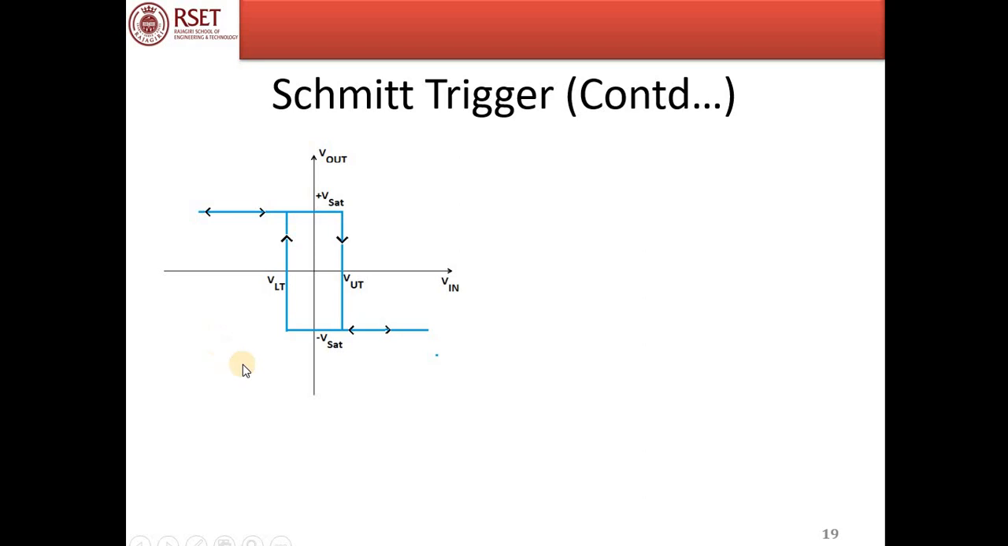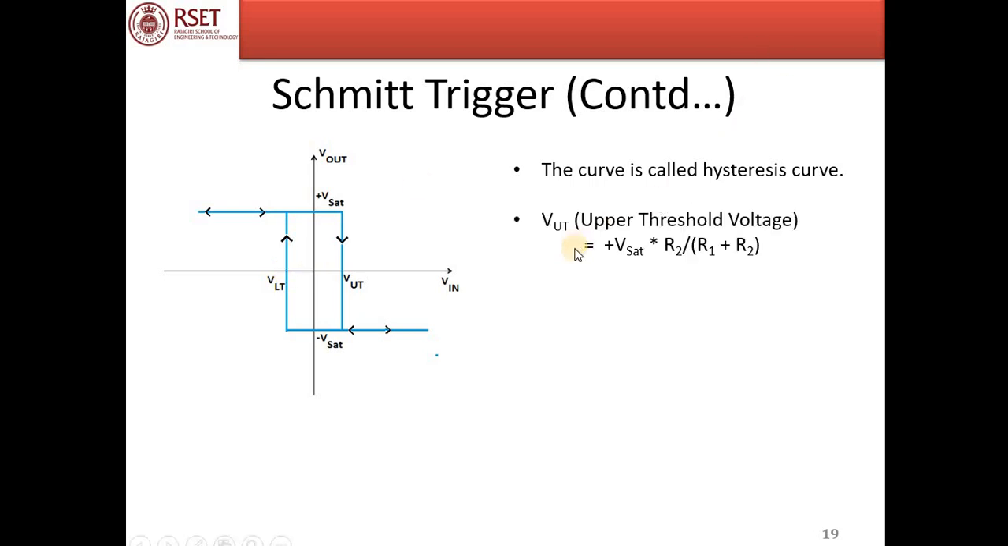Okay. So this is the transfer characteristic of a Schmitt trigger circuit that we have obtained. This is called a hysteresis curve. We can see two values marked, VUT, which stands for the upper threshold voltage, and VLT, which stands for the lower threshold voltage. What is the value of upper threshold voltage? Plus Vsat into R2 by R1 plus R2.